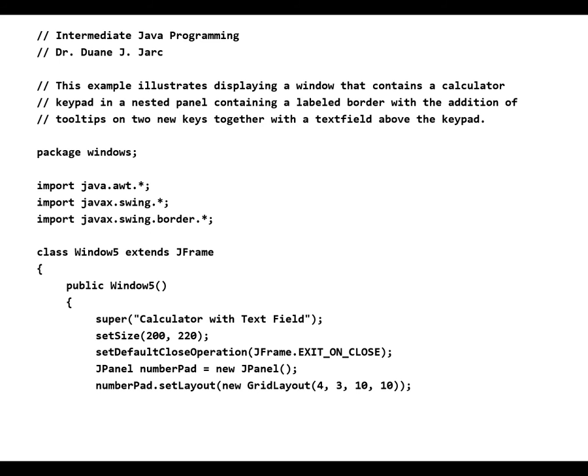This is our final example of a simple window class. It creates a more complete calculator GUI. It illustrates the use of nested panels to show how different layout managers on different containers can be used to produce the desired result. Much of the code is very similar to the calculator keypad from part 1.